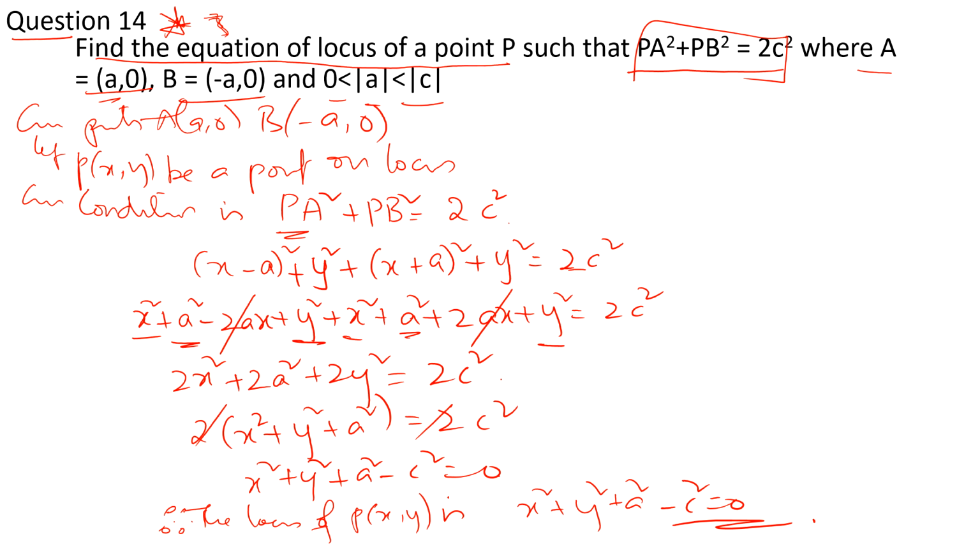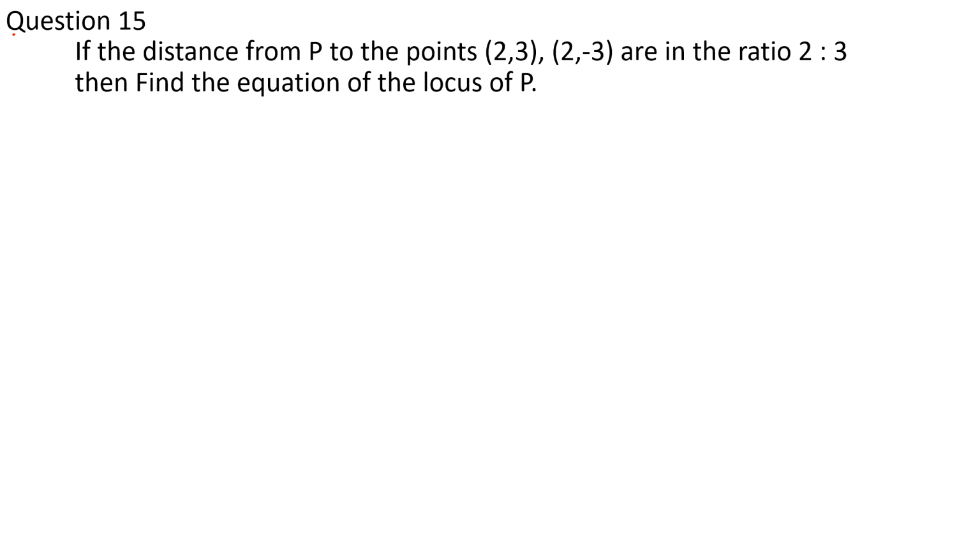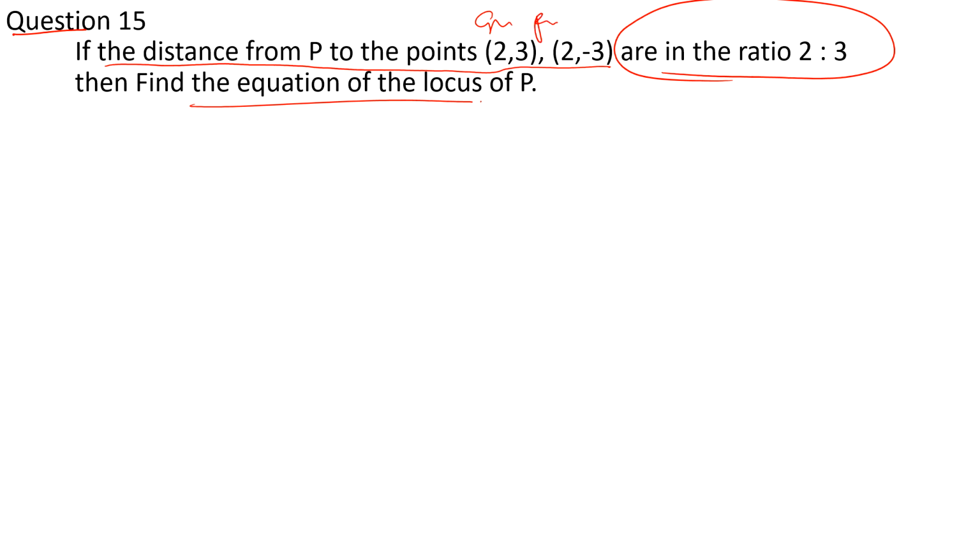And the next question. Final question number 15. The distance from P to the points 2 comma 3 and 2 comma minus 3 are in the ratio of 2 is to 3, then find the equation of the locus of P. And here these are the given points and this is the given condition. What is the given condition here? PA is to PB is in the ratio of 2 is to 3. So the distances are in the ratio of 2 is to 3.